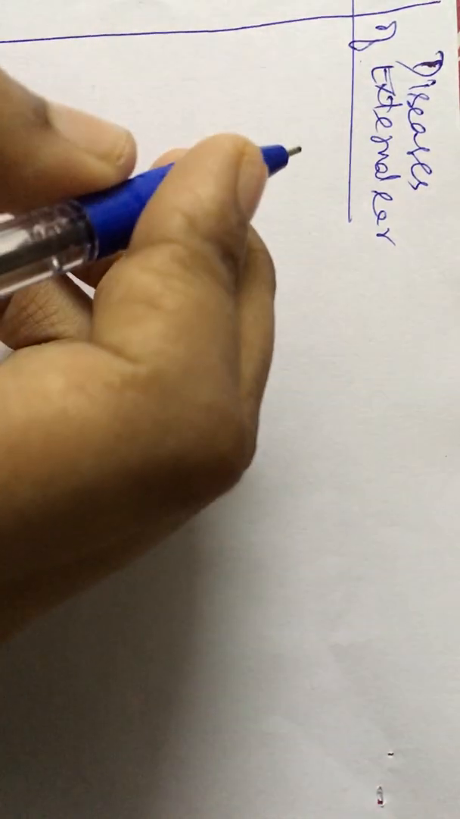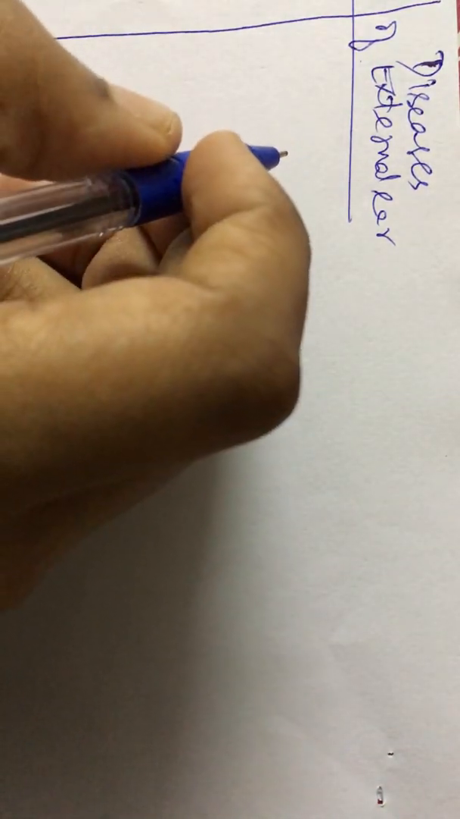So today's video is on the topic diseases of the external ear. So let's get started. To know the diseases of the external ear, first let's try and classify them into simple terms. Diseases of the external ear could be due to four main causes according to me.